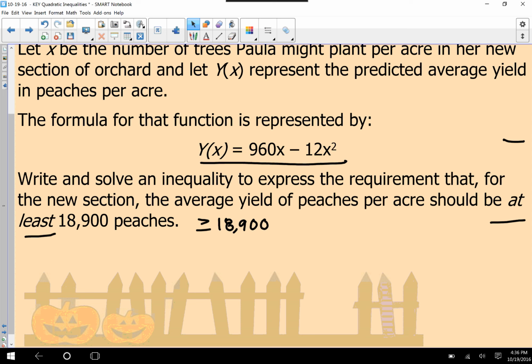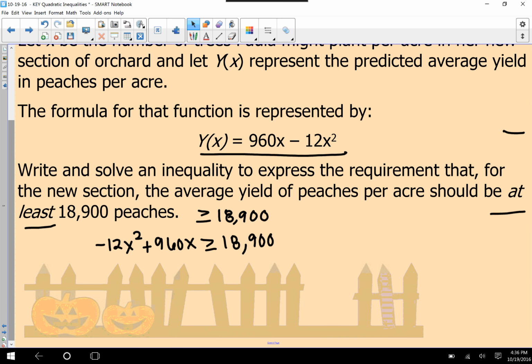So I'm going to go ahead and rewrite this. And if you're okay with it, I'm going to rewrite this as negative 12x squared plus 960x is greater than or equal to 18,900. I just went ahead and rewrote this with my x squared coming first. Okay, so same thing. Doesn't this look like what we've been doing in class? What we need to do is move this 18,900 over to the other side. So when you move it to the left, it's going to become minus 18,900 greater than or equal to 0.